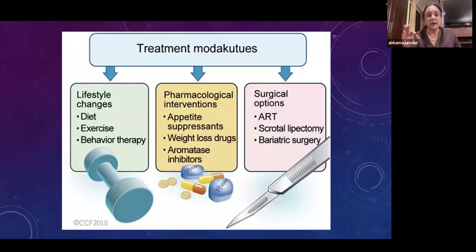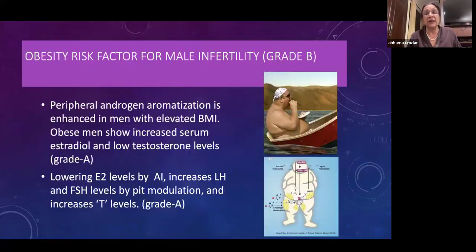So here, the most important, apart from appetite suppressants and weight loss drugs, are aromatase inhibitors. And what do we do as gynecologists? We are quite familiar with aromatase inhibitors and we can use them very conveniently. Peripheral androgen aromatization is enhanced in men with elevated BMI. We all know androgens are aromatized into estrogens in the ovary also, in the fat also, in the periphery also, and in the liver also.